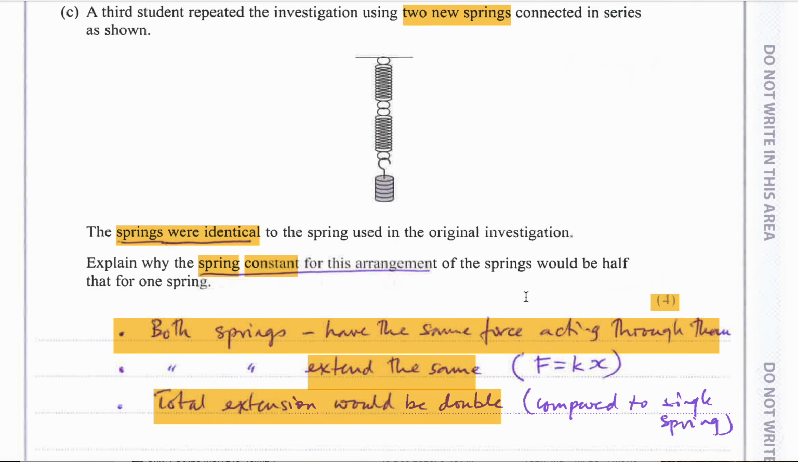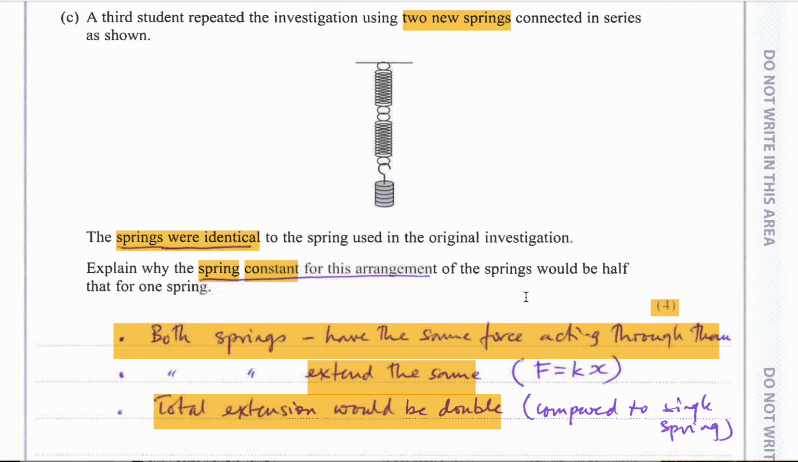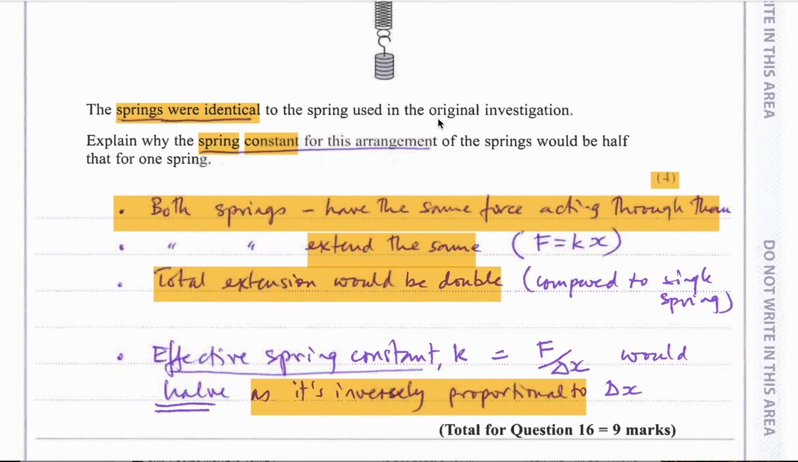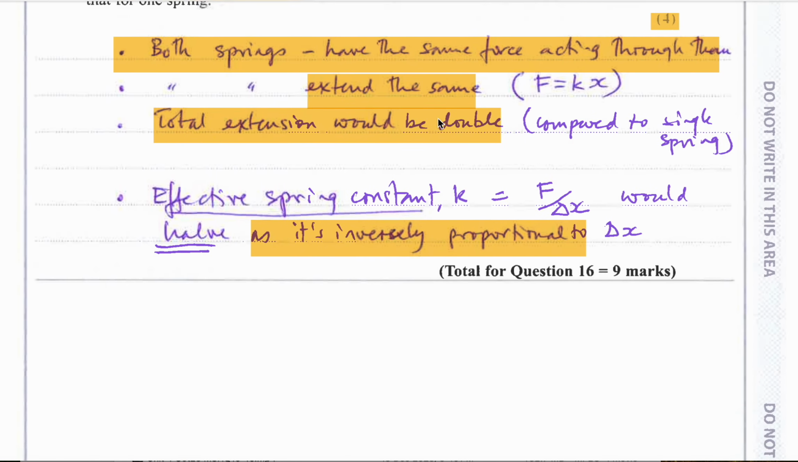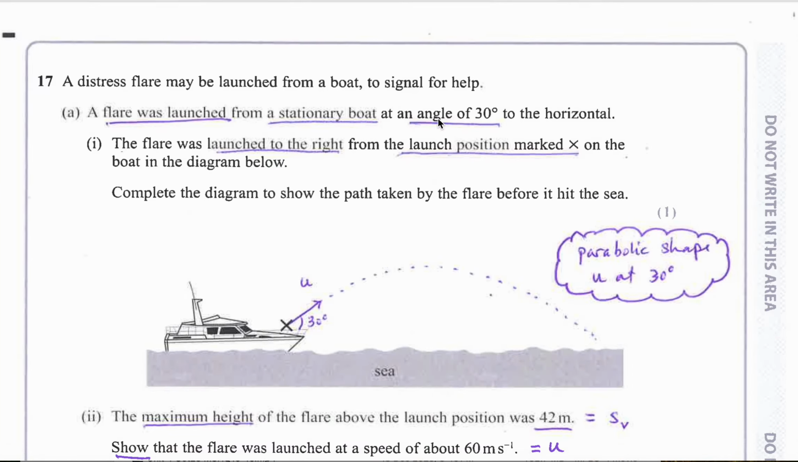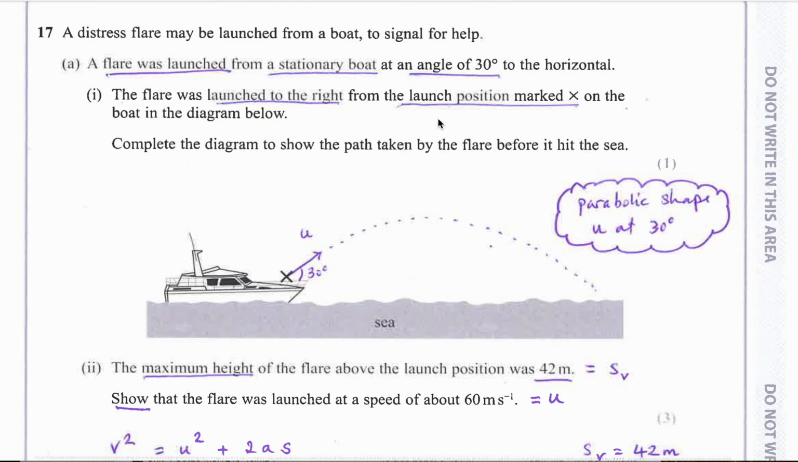So this is one of the combinations. You could have springs in series, so basically each one feels the force, and you could also be asked about springs in parallel, which in this case they would take half the force each if that was the case. Well, that's the end of this section of the paper, section B. So we'll do another video to go through questions 17 until the end of the paper.